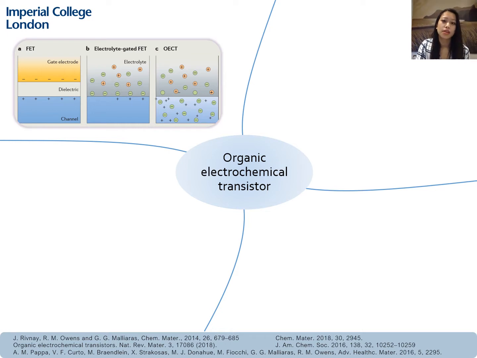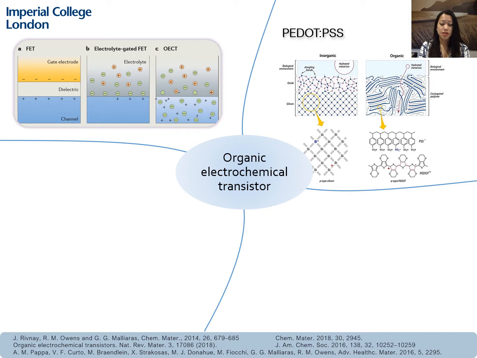So the most popular material used for OECTs currently is PEDOT PSS, and this conducting polymer works in depletion mode where it's initially on and switched off by gate voltage via electrochemical de-doping. It's achieved transconductances of millisiemens and fast response times of tens of microseconds.